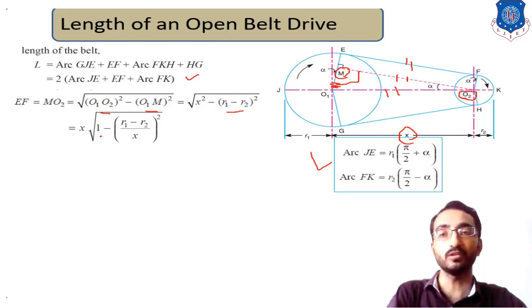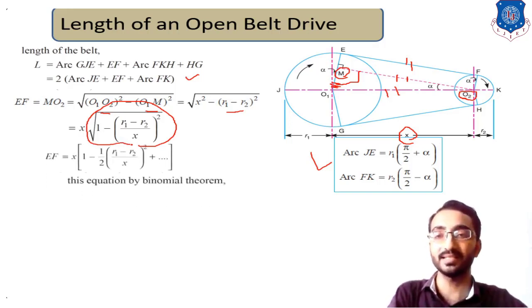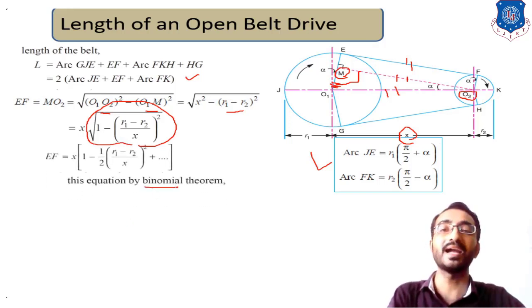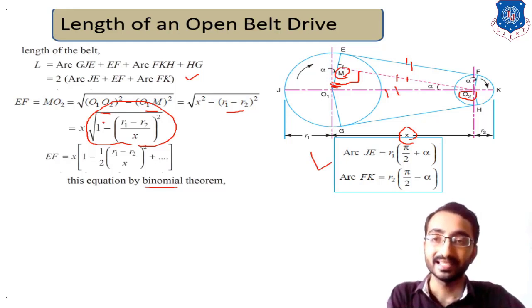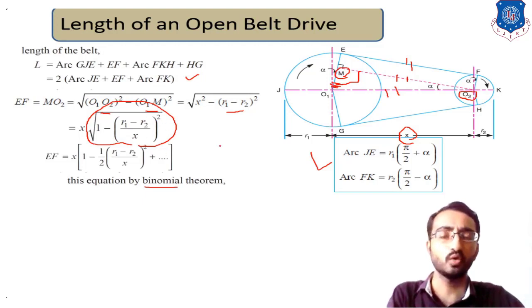Now to solve this equation, that is an under root of certain terms, we can consider that this equation can be solved by the binomial theorem, which says that your bracket terms, so over here you can say 1 minus 1 by 2 of this term square plus and so on, many terms.